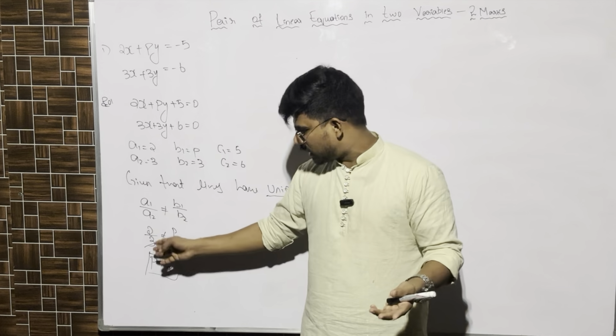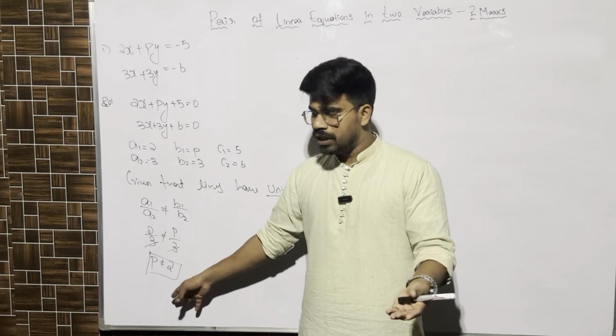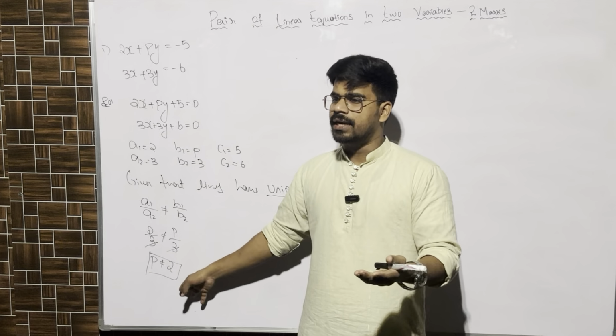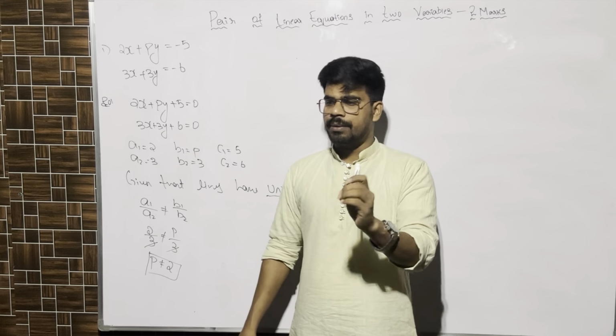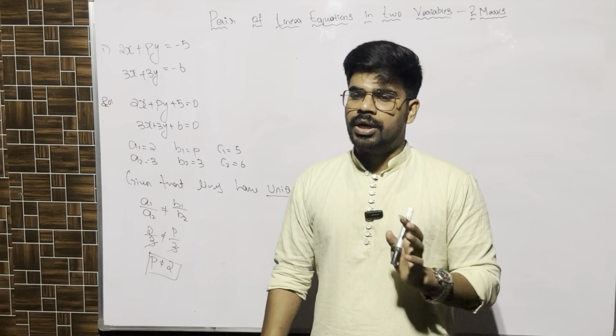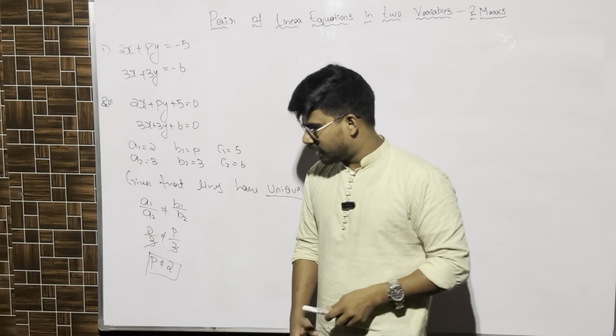If an equal sign is there, we'll find the value of P. If it is not equal to, then we'll say at that particular value it is not equal. That's all you have to find. If it is equal, then put it equal. If it is not equal, then write P is not equal to 2. That's all you have to utilize and write the answer.